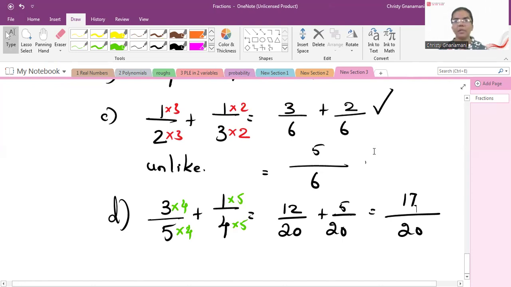So you must have understood clearly about fractions and the different types of fractions and also addition of fractions.